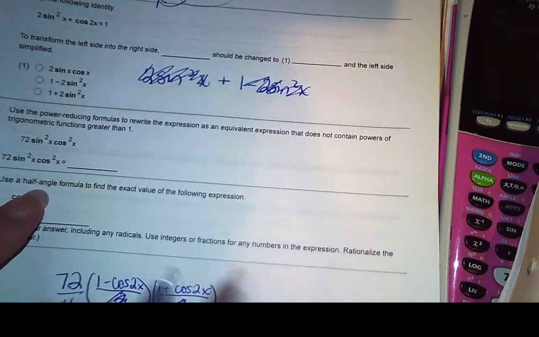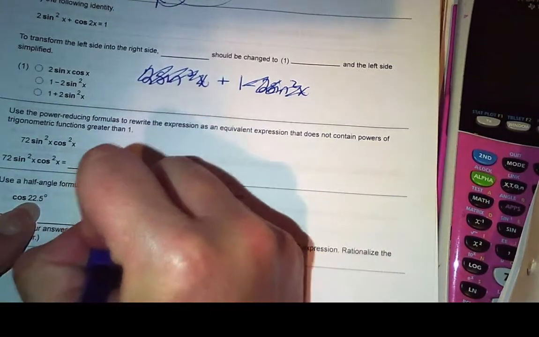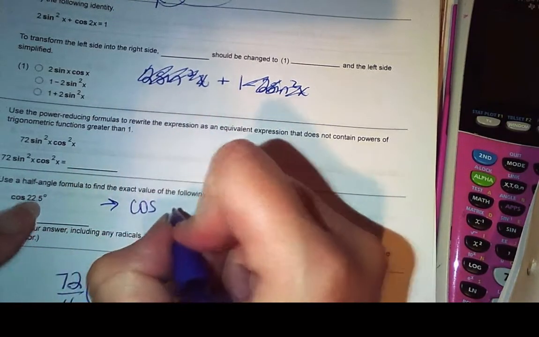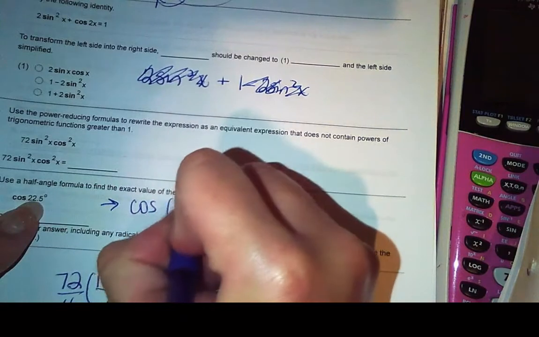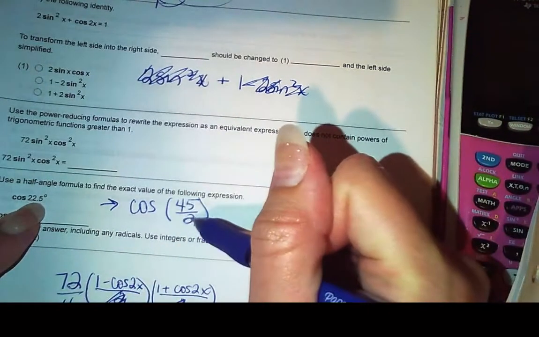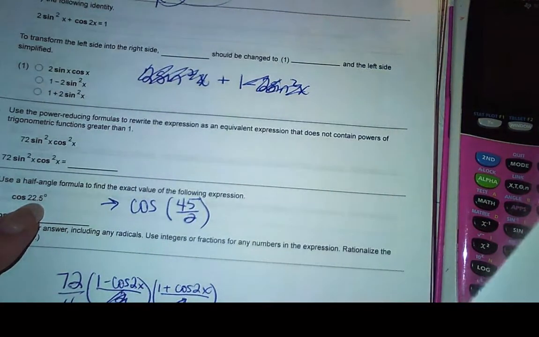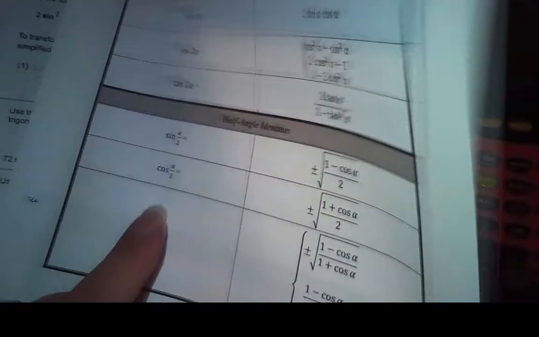All right, so here's a half angle formula. That means I took half of something and got this answer. So if I double this, that means I have cosine of double that, which gives me 45 over 2. Does that make sense? If this is a half angle, then double it to figure out what it was and just use it in its unsimplified form. So now come up to your half angle identities.